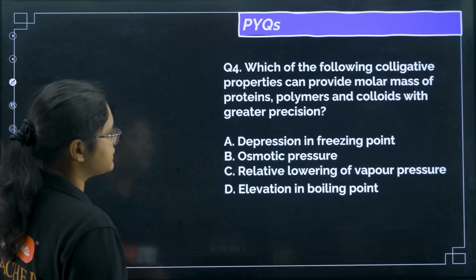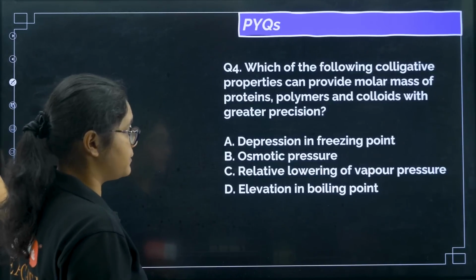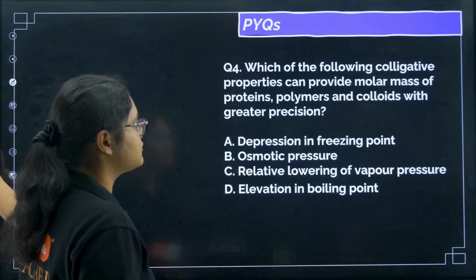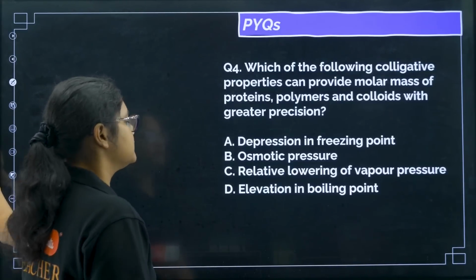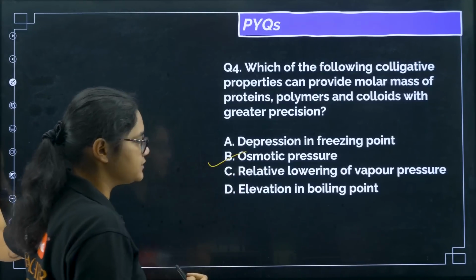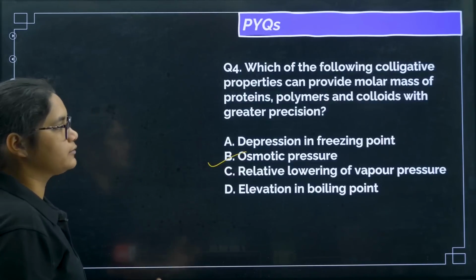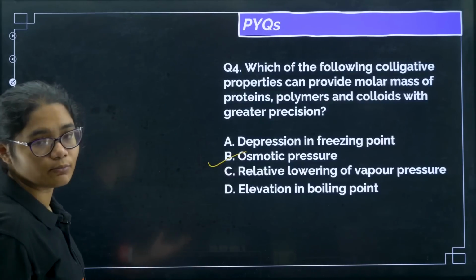Now we'll see a question here. Which of the following colligative properties can provide molar mass of proteins, polymers and colloids with greater precision? This is also an osmotic pressure application you should know. It is used to calculate the molecular masses of macromolecules.